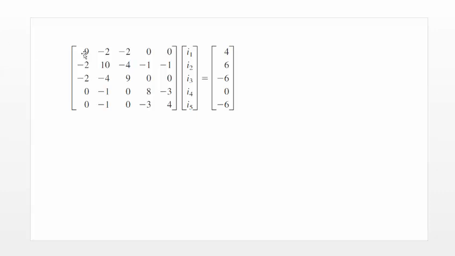Keep in mind I can recover them back by doing row 1 times column 1 equals this value. For example, 9i1 minus 2i2 minus 2i3 plus 0i4 plus 0i5 equals 4. There's my first equation. I can do it for the second equation: row 2 times this column equals this number, and I can get my 5 equations back. So 5 equations and 5 unknowns. That sounds like an ugly, terrible problem to do.